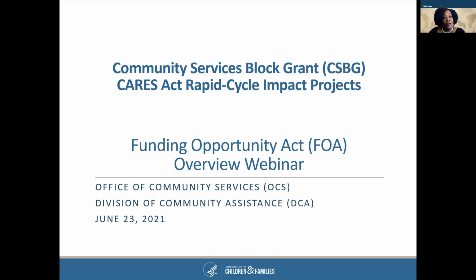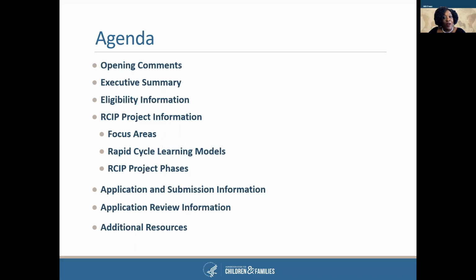Today's webinar will provide an overview of the funding opportunity announcement and walk you through the elements of the Rapid Cycle Impact Project funding opportunity announcement. We'll start with going over the executive summary, describe who is eligible to apply. We will review the nuts and bolts of the Rapid Cycle Impact projects, including the focus area, what rapid cycle learning models are, and the project phases. We will talk about how to submit an application and what information needs to be included. We'll talk about how the applications will be reviewed and share some additional resources that applicants may want to check out to assist in completing the application.